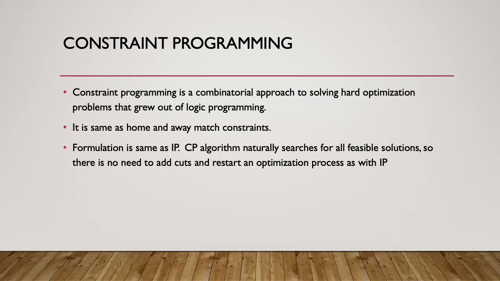The constraint programming algorithm naturally searches for all the feasible solutions, so there is no need to add a cut and restart the optimization process as with IP. It takes all infeasible solutions in one step, so there's no need for cuts and reanalyzing the optimization. And in the same way, Hens reported that the most effective search strategy seemed to be first enumerating the variables associated with the first slot and progressing to those associated with the last slot.